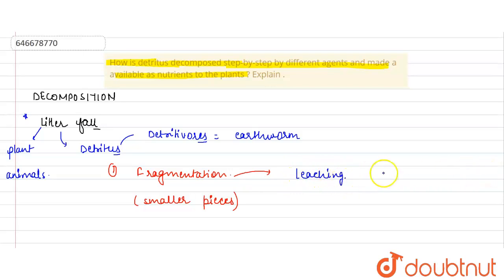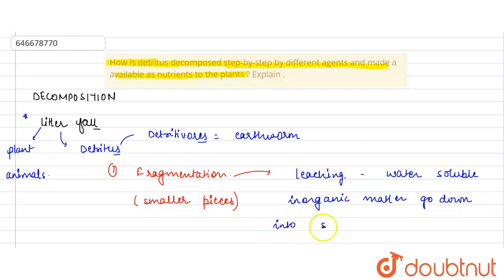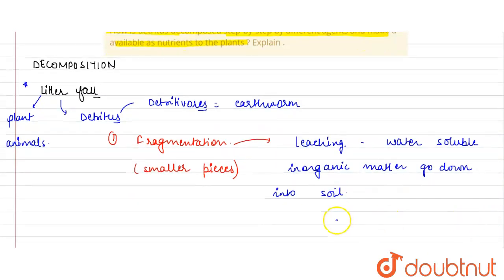In the leaching, what is happening? Water soluble inorganic matter, or nutrients, will go down into the soil. And they will get precipitated as the available salts for the plants.